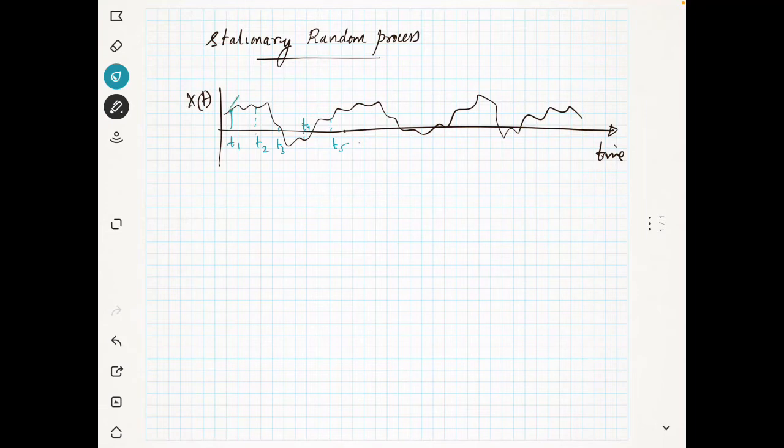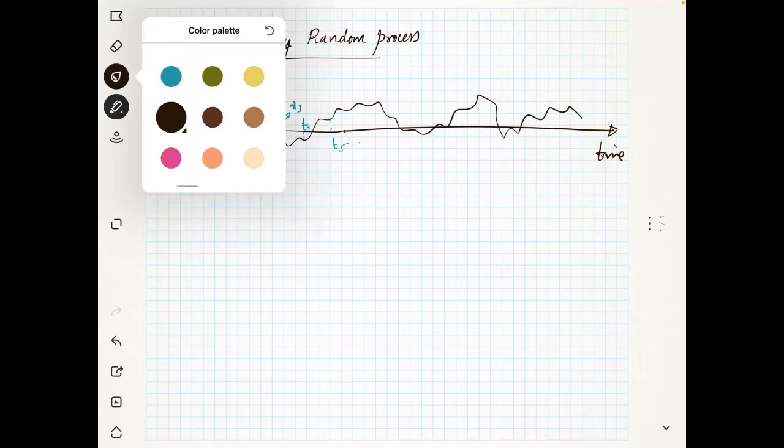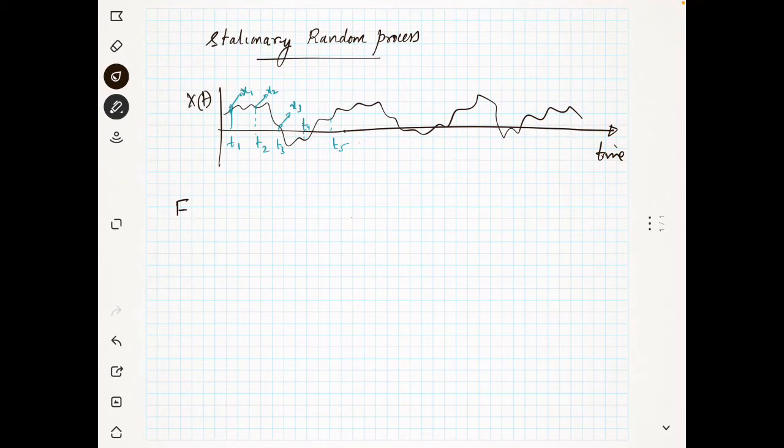Suppose at t1 you have a random variable x1, at t2 it takes the value x2, and at t3 it takes the value x3. We can define a joint distribution for this, which we have seen in the last lecture. So the joint distribution is F_X of x(t1), x(t2), and so on, up to some k points, tk, which take the values x1, x2, x3, up to xk. This is the joint distribution.